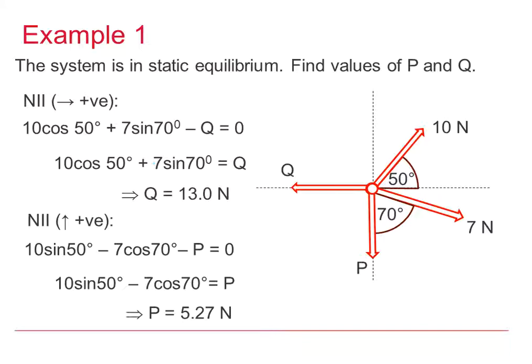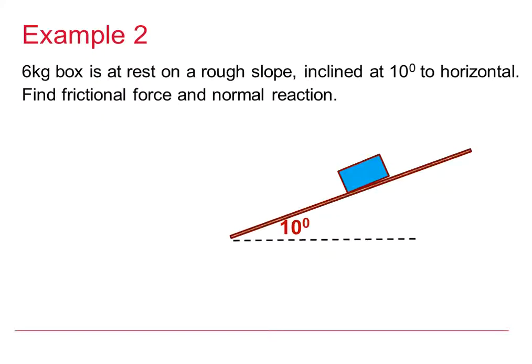And there's a more detailed solution of the problem. So here we have a 6 kilogram box which is at rest on a rough plane. The plane's inclined at 10 degrees, and we need to find the frictional force and the normal reaction.